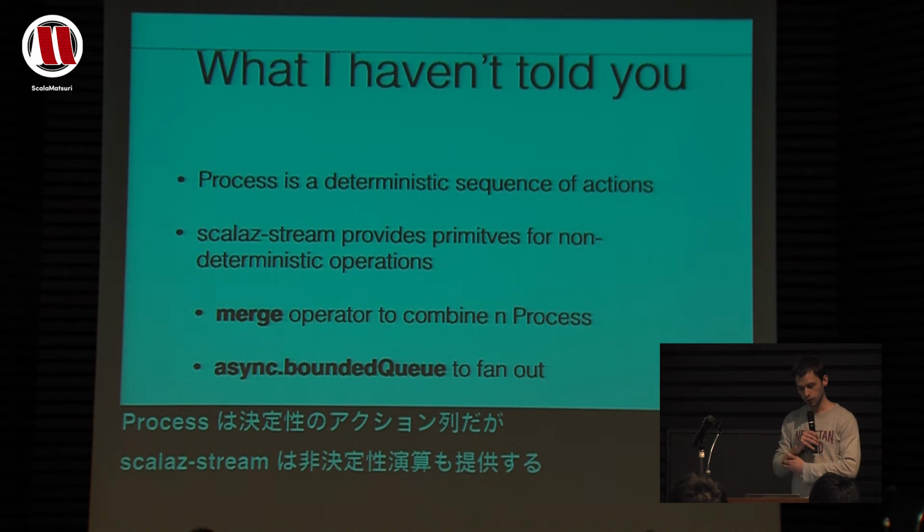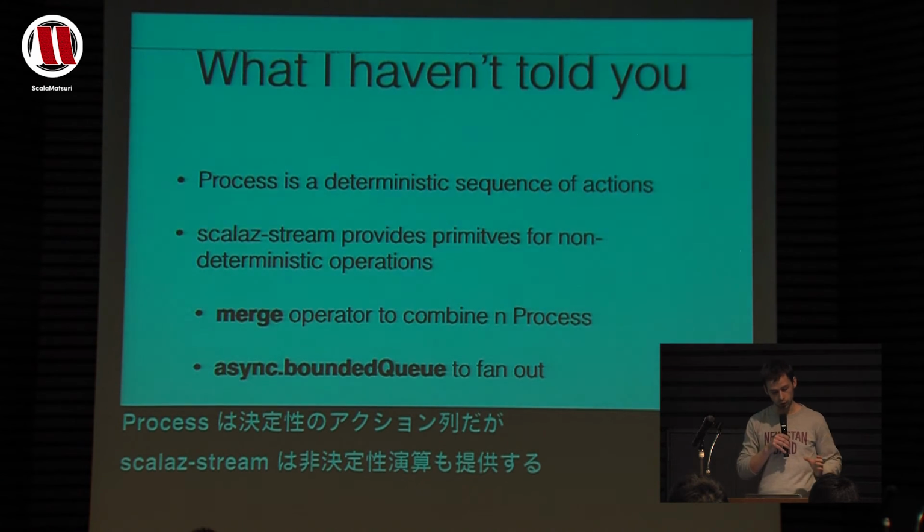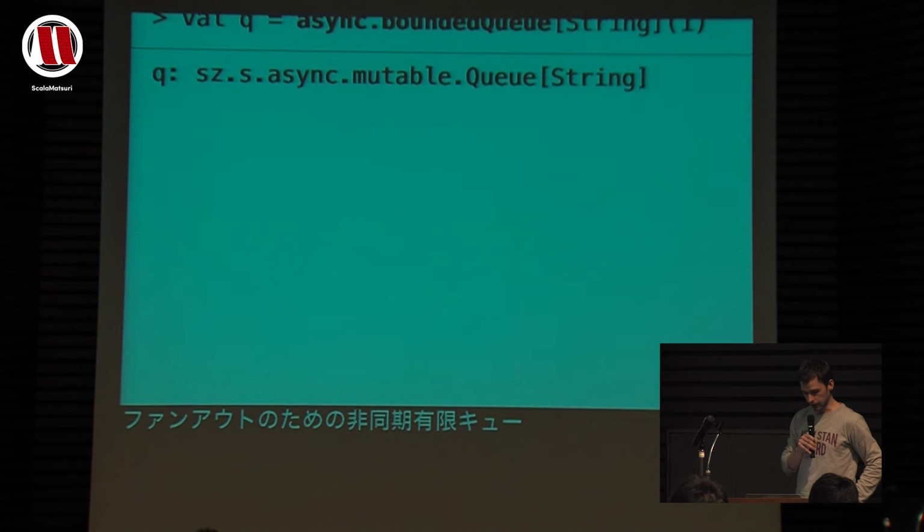So how can you do it? There are two important operators. One is called merge, which lets you combine n processes into one process. And the opposite operation, which we will use a bounded queue for, is to fan out. So you have one process and you want to start feeding more than one process. So let's have a look at this bounded queue in closer detail.